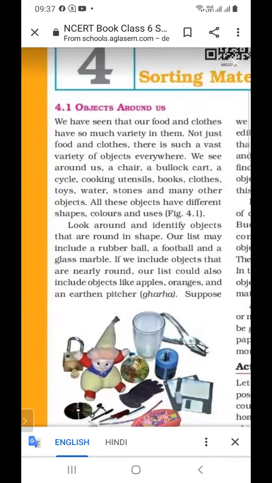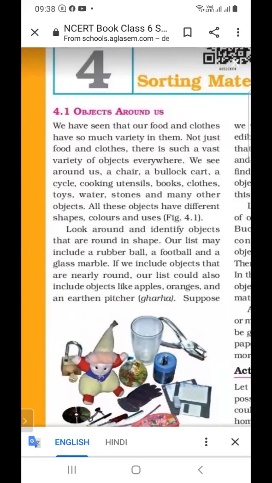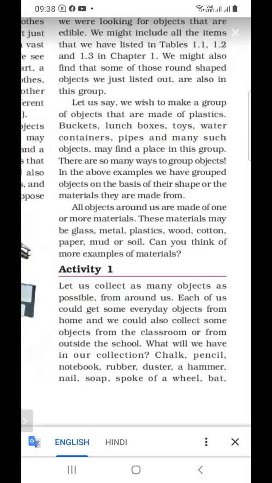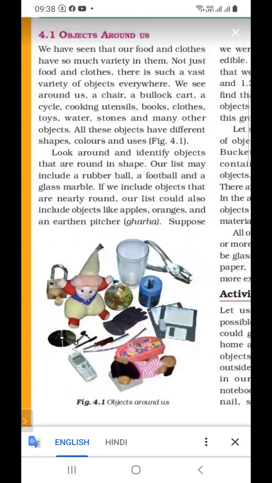There are so many objects around us, for example chair, bullock cart, cycle, utensils, books, clothes. These objects have different shapes, different colors and uses. There are so many objects that differ in shape, just like the apple, orange, and the earthen pitcher.